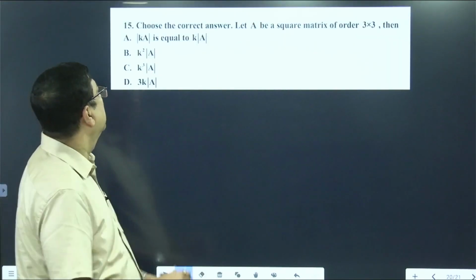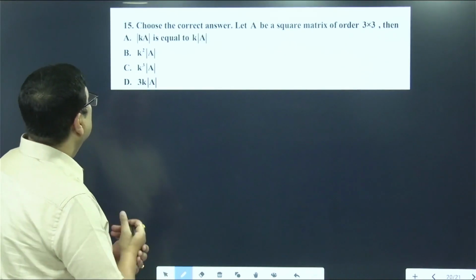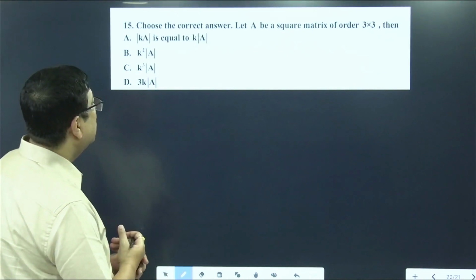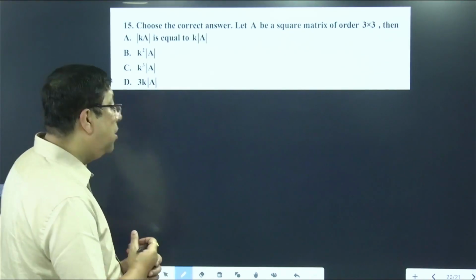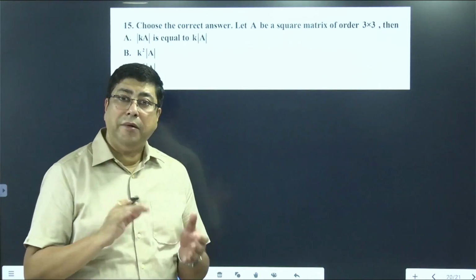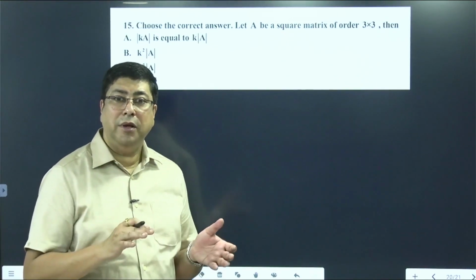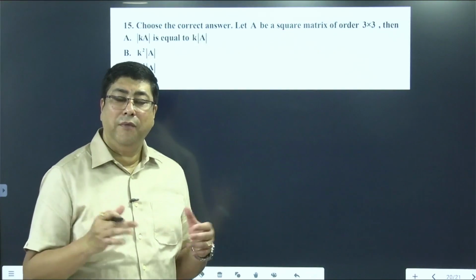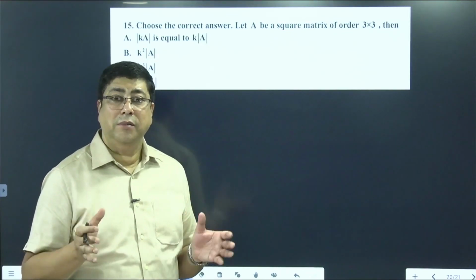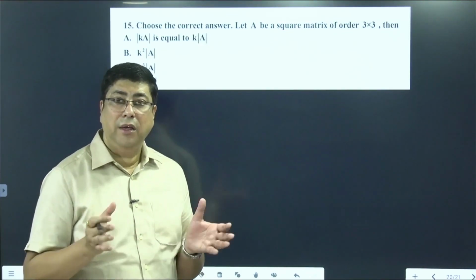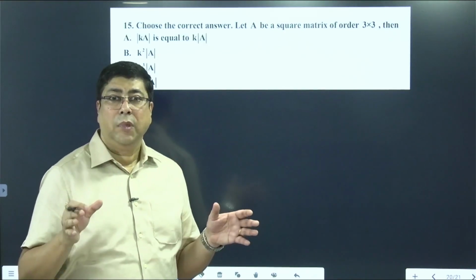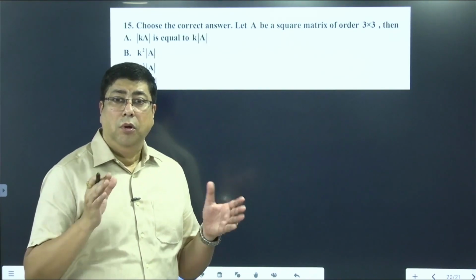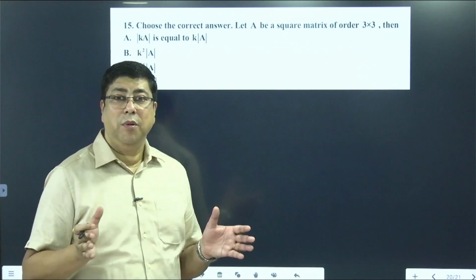Sum number 15. In this case, choose the correct answer. Let A be a square matrix of order 3 by 3. Everybody, matrix to determinant and determinant to matrix is very frequent, very common for entrance examinations like Joint Entrance Examination, IIT, JEE, WBJEE. For board examination also it is extremely important.